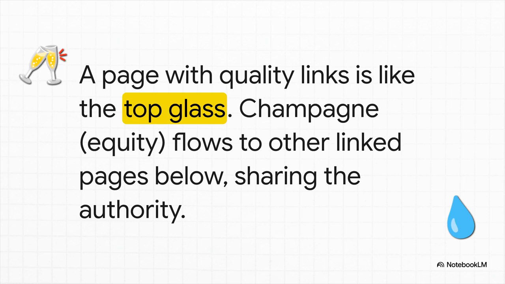Here is a brilliant way to picture this: the Champagne Tower. I love this. Imagine your most authoritative page, let's say it's your homepage, is the top glass. Now, when it gets filled with champagne, which represents all that value from high-quality external links, that value overflows and trickles down to all the glasses below it, as long as they are properly connected with internal links. This is literally how you share authority across your entire site.